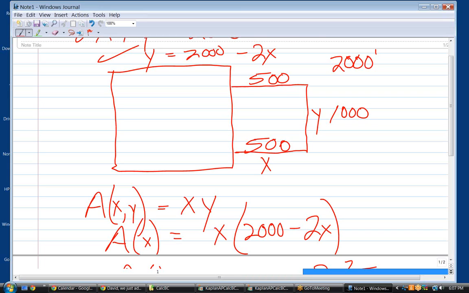So that's the basic strategy of optimization: you identify a primary function that you want to optimize. It's usually of two or more variables. Use other information that allows you to turn it into a function of one variable. Take its first derivative, set it equal to 0, and solve for the one variable. Using that value, you can solve for the second variable.